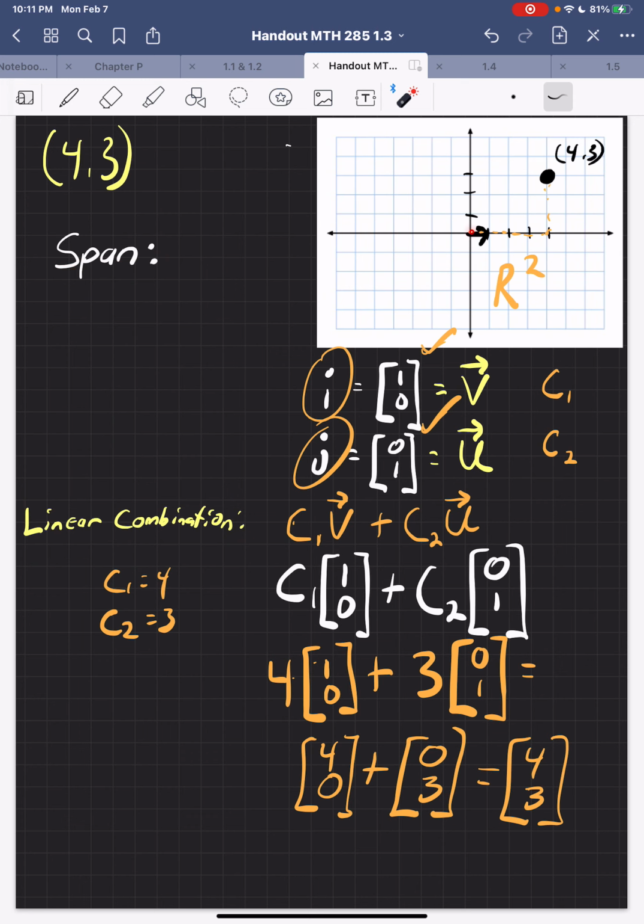Like we did here, we saw how we were able to get to (4, 3). If there was no way through linear combinations to get to (4, 3), then we would say (4, 3) is not in the span of that linear combination. But of course, since we can arrive at (4, 3), we say that (4, 3) is in the span of this linear combination. Okay, so that will take us through the end of this video.